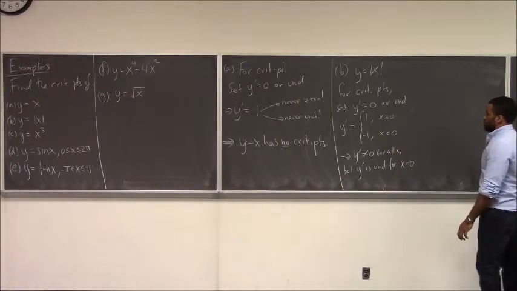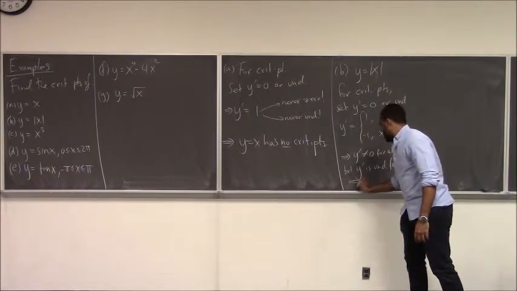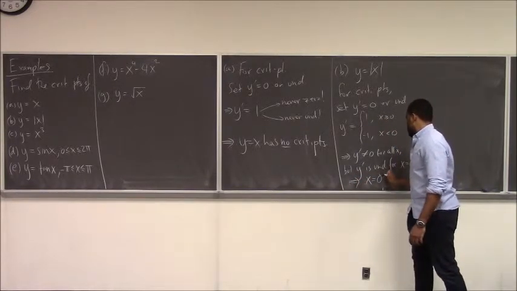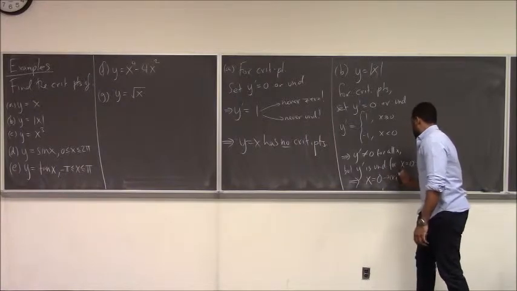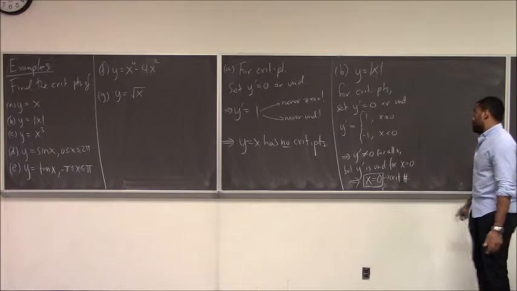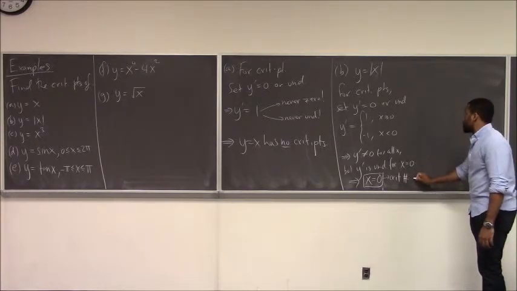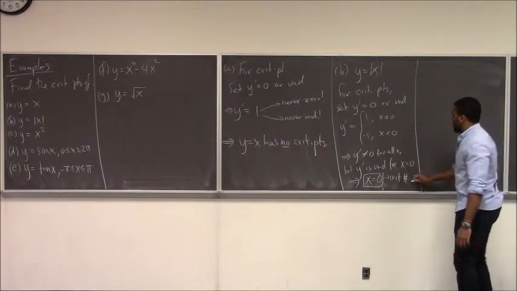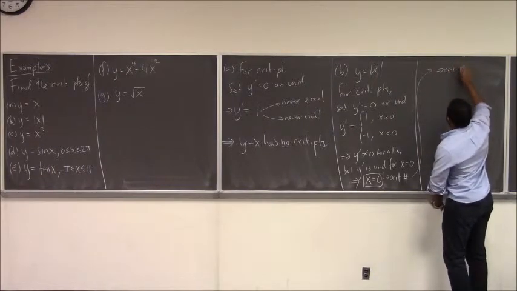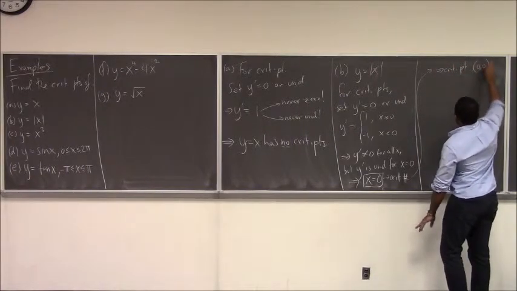And so x equals 0 is a critical number. Now I could say a critical point, but technically the critical point would be (0, 0), right?